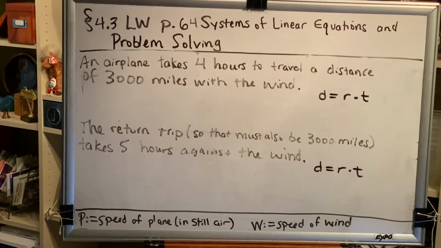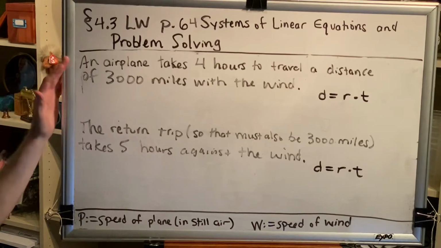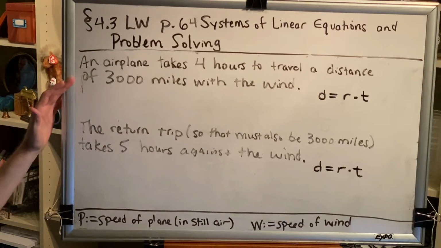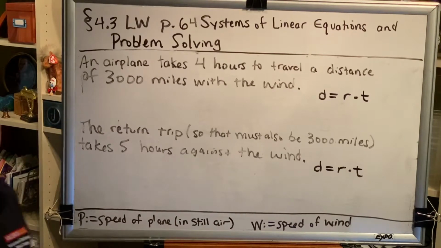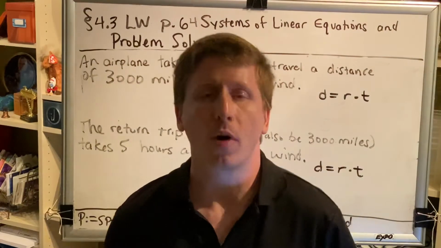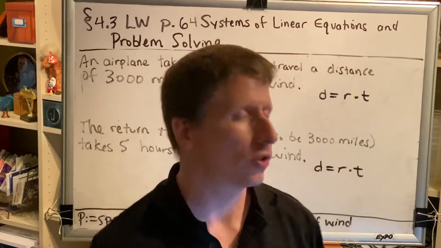We finished learning workbook page 64 by performing step 2 of this problem. An airplane takes 4 hours to travel a distance of 3,000 miles with the wind. The return trip takes 5 hours against the wind. Okay, step 2 is where we write our two algebraic equations describing this situation.